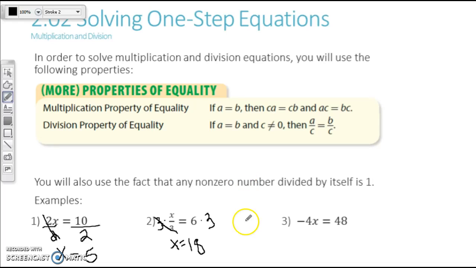Okay? And then the very last one, negative 4 times x equals 48. Divide by negative 4. Those two cancel out. Divide by negative 4. Now 48 divided by negative 4, I know 48 divided by 4 is 12, but since it's a positive divided by negative, our answer is negative 12.